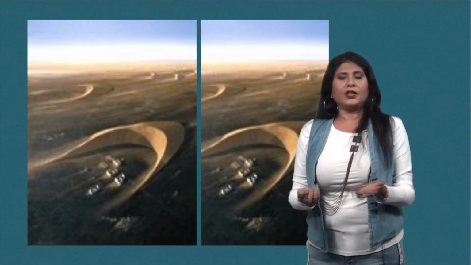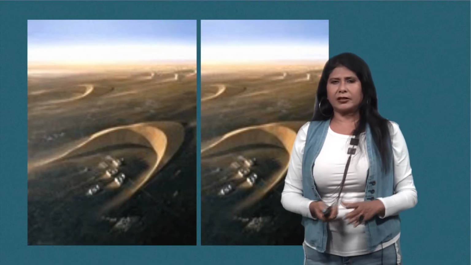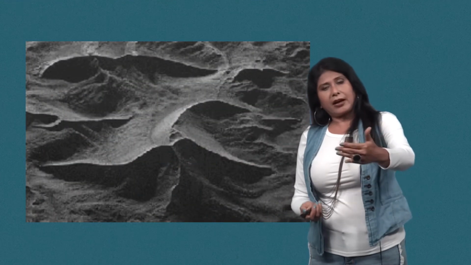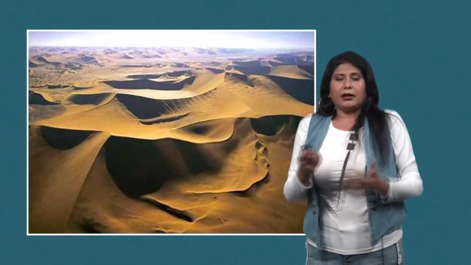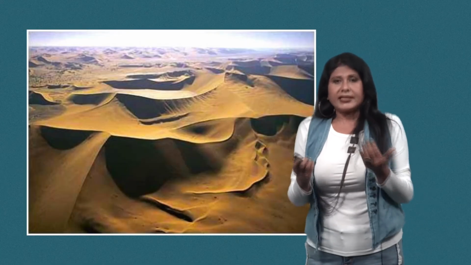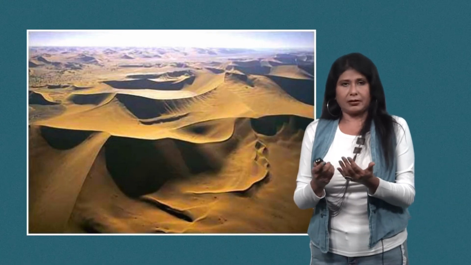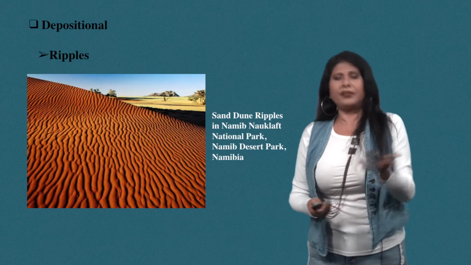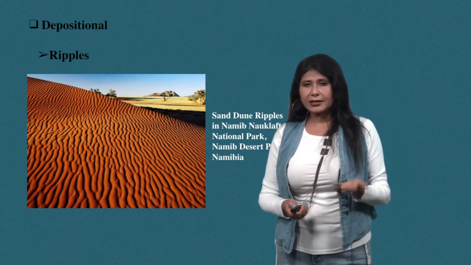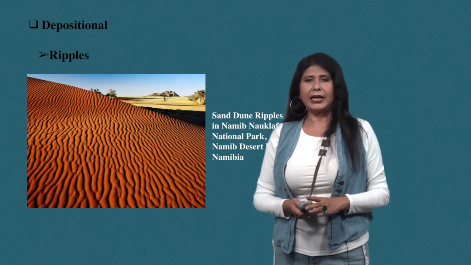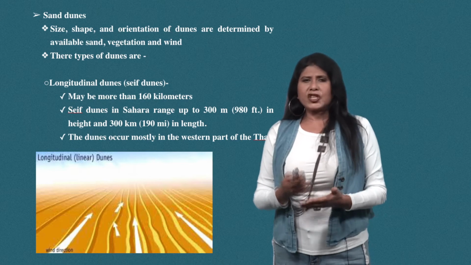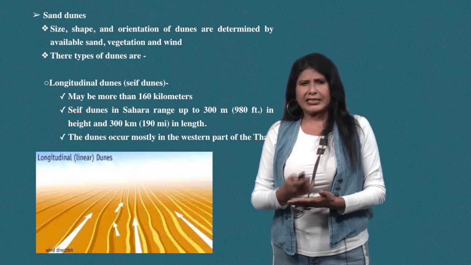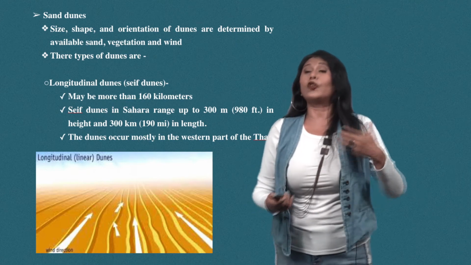Some very interesting photographs from the Namib Desert. They are national parks. Wherever they are accessible, the governments exploit these areas for the public, especially for tourism. So the ripples are very, very attractive to look at in the Namib Desert in Namibia. The size, shape and orientation of the dunes are determined by available sand, vegetation and the wind, which I have already said before.